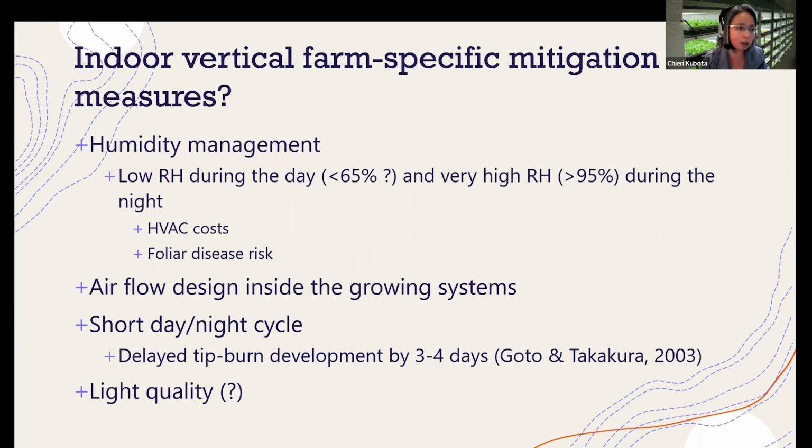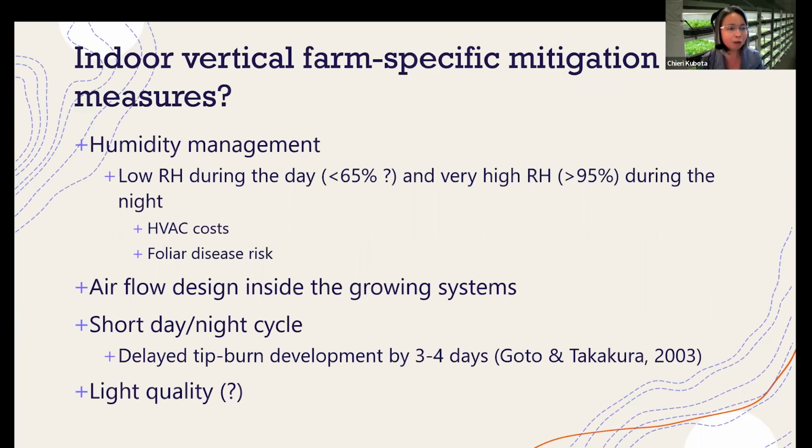That effort was done many years back, probably in the 80s or 90s, by Ted Tibbetts, who used to be called Mr. Tip-burn or Dr. Tip-burn, professor at University of Wisconsin. There are so many people who contributed to tip-burn study, but anyway, the humidity management works, but you need to achieve low humidity during the day and super high humidity during the night, and that is a problem because it increases HVAC cost.